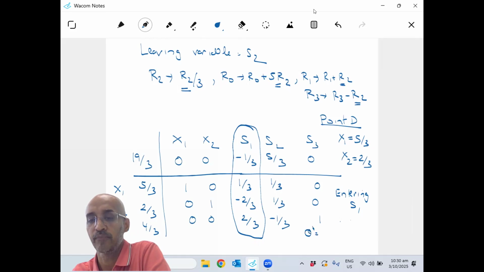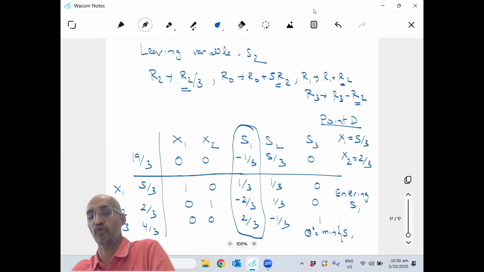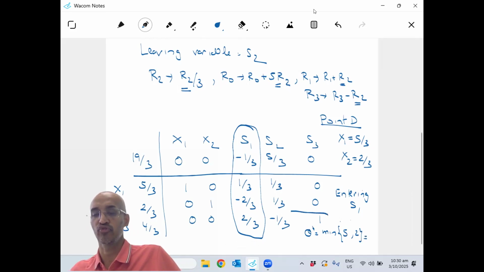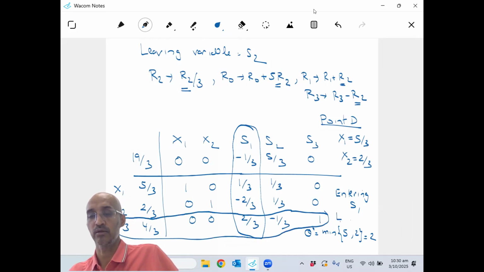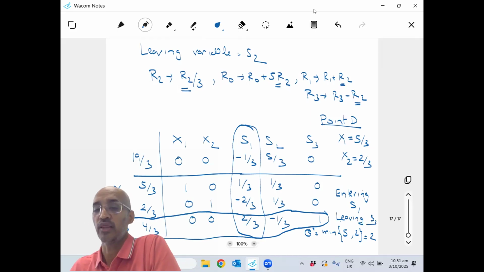So what is theta star? It is the minimum of the ratios 5 by 3 over 1 by 3, which is 5. You don't have to do it for the negative value. And 4 by 3 over 2 by 3, that's a 2. So my leaving variable has to be S3. So entering S1, leaving S3. And now, using this row, I will make this column 0, 0, 0, 1 with row operations.